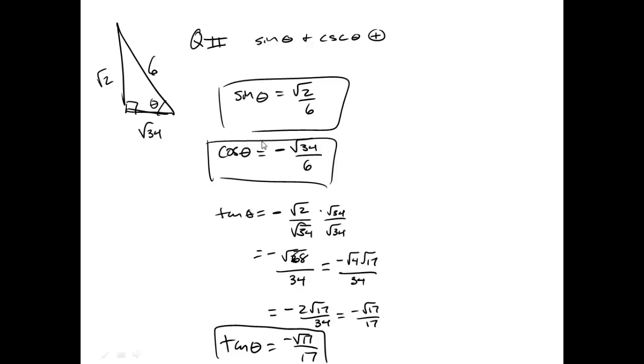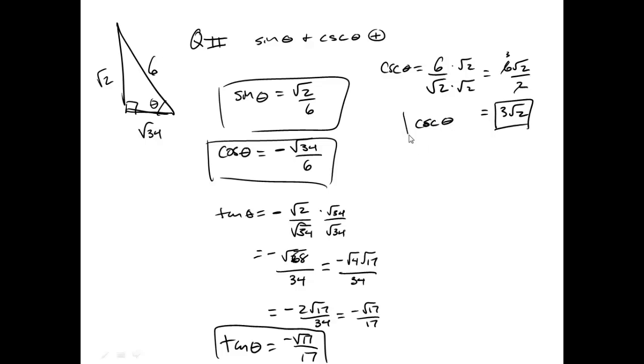Once you have those, finding the remaining ones is fairly straightforward. Cosecant theta goes along with sine theta. So right away we know that's 6 over square root of 2, just taking the reciprocal. If you wanted to rationalize it, you can. Multiply by root 2, multiply by root 2. This ends up being 6 root 2 over square root of 2 times square root of 2, which is just 2. And this reduces to 3 root 2. 6 divided by 2 just gives you the 3 in front. Alright, so that's cosecant of theta.